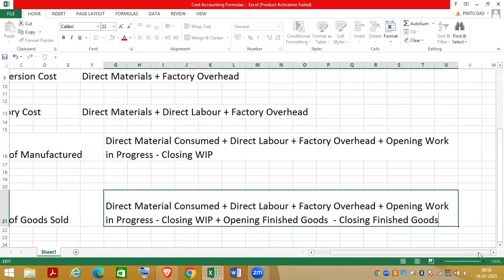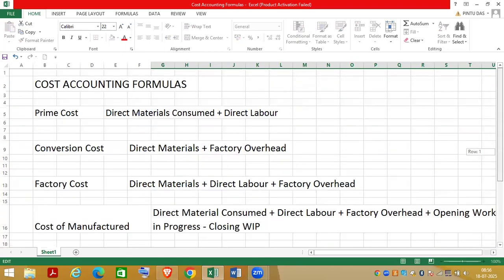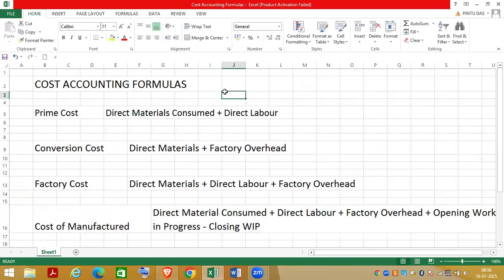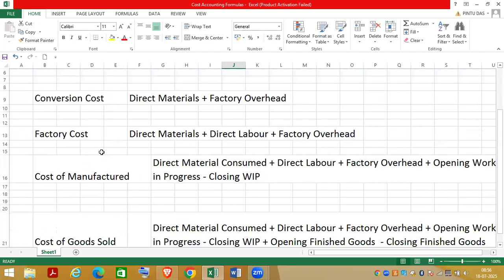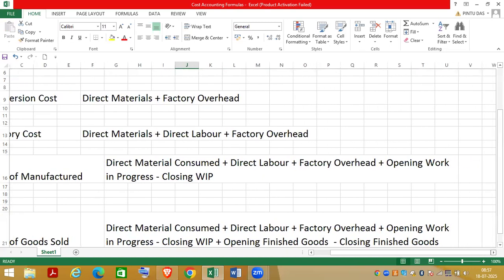Okay, so let us check once again what we have discussed just now. These are the cost accounting formulas. What is a prime cost? Prime cost is a combination of direct raw materials consumed and the direct labor, the labor used for manufacture of the finished product. What is conversion cost? It's a combination of direct materials plus the factory overhead. What is a factory cost? Direct materials plus the direct labor plus the factory overhead. What is cost of goods manufactured? Direct material consumed, direct labor, factory overhead, opening work in progress minus closing work in progress.